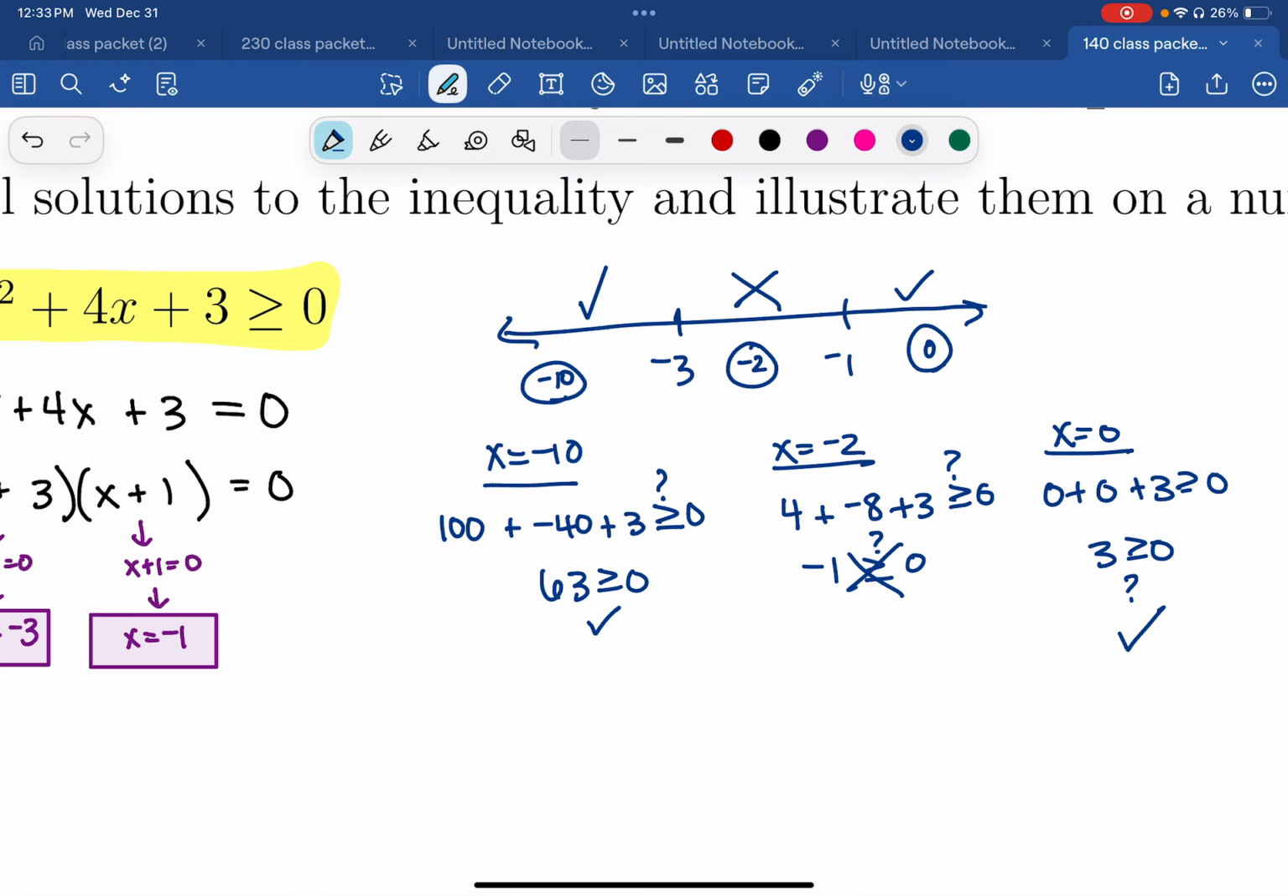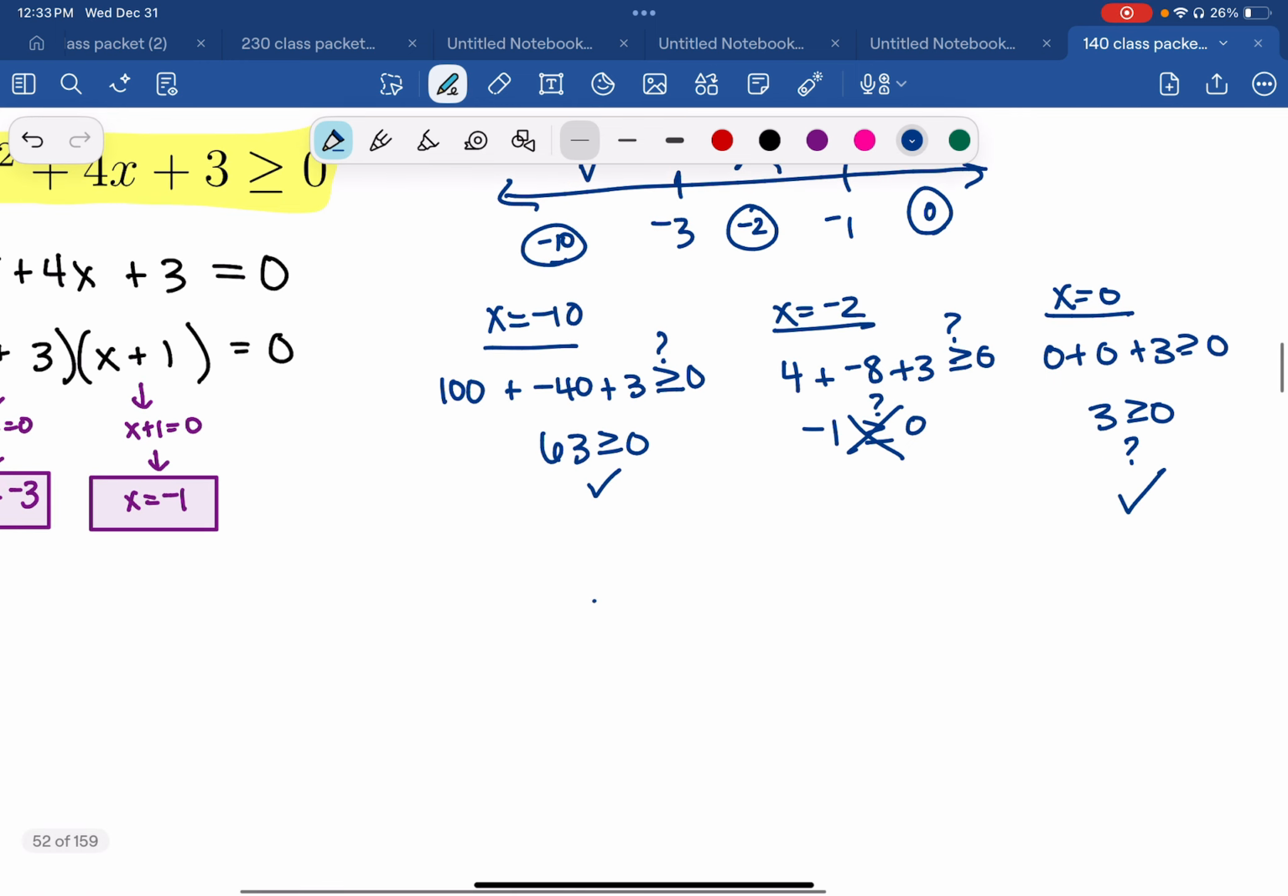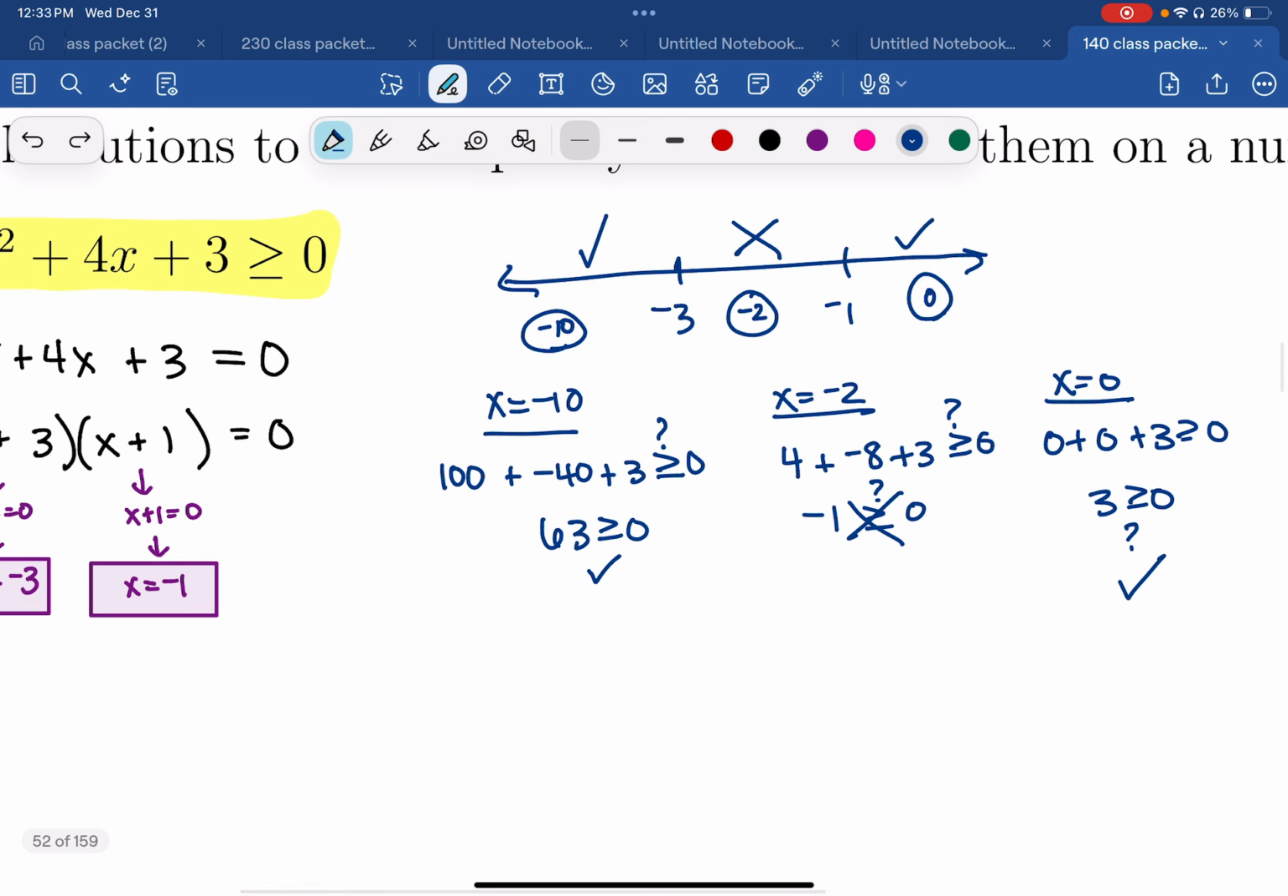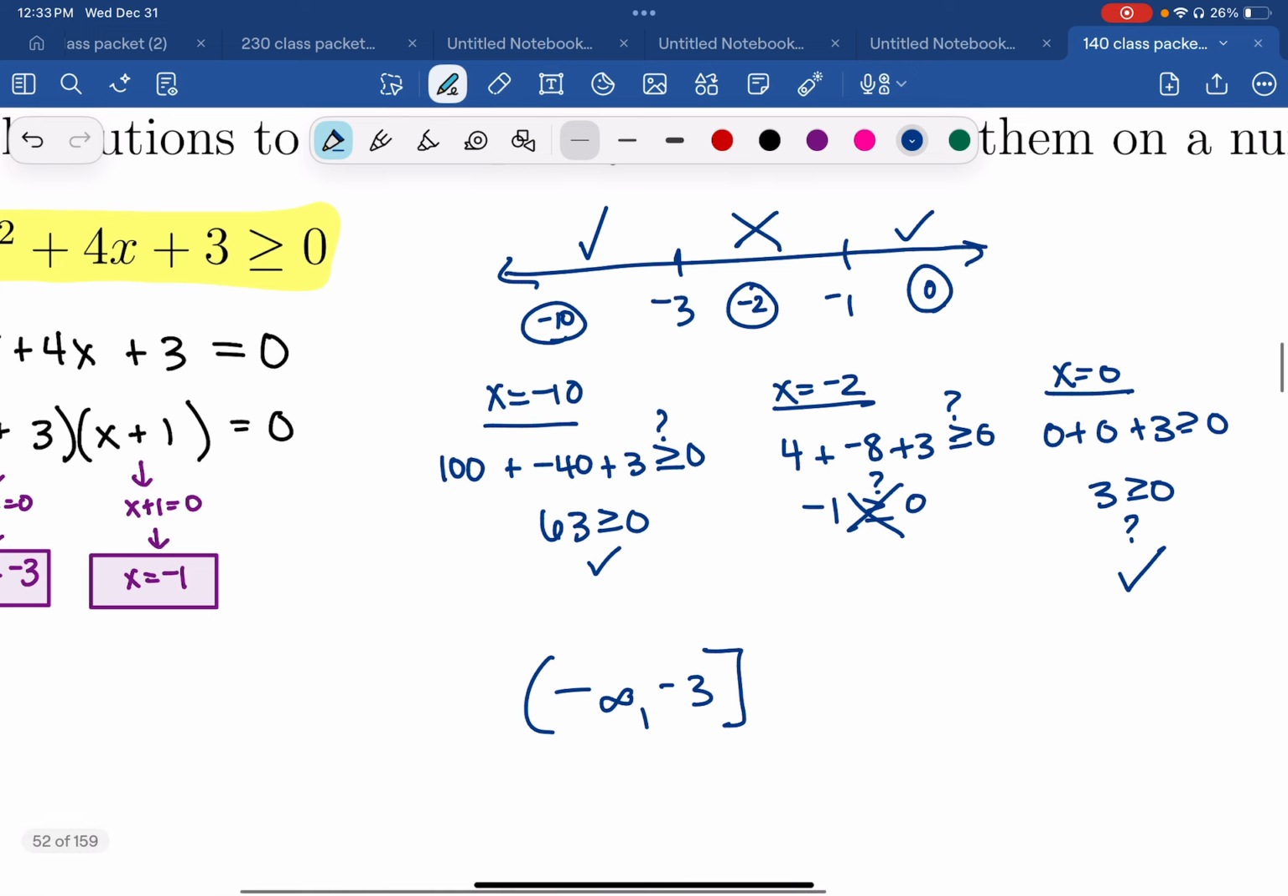Okay. So that means we want when x, and I'm going to give this in interval notation, but you could use your x greater than or less than. We want from negative infinity to negative 3. And we want to include our negative 3 because it is or equal to. Then we're going to skip over that middle section. We're going to start at negative 1 and go all the way to infinity. And we get a square bracket around that negative 1 because it's or equal to.